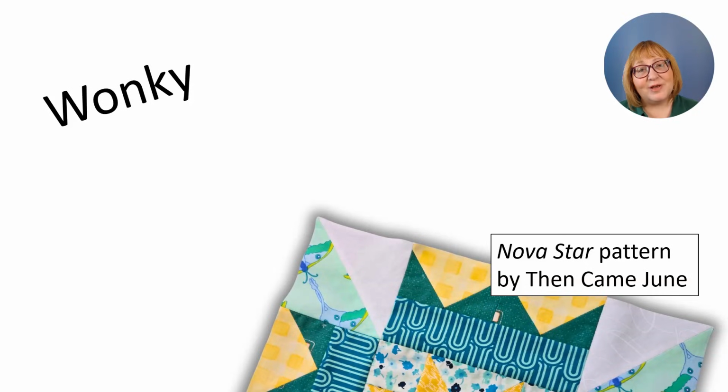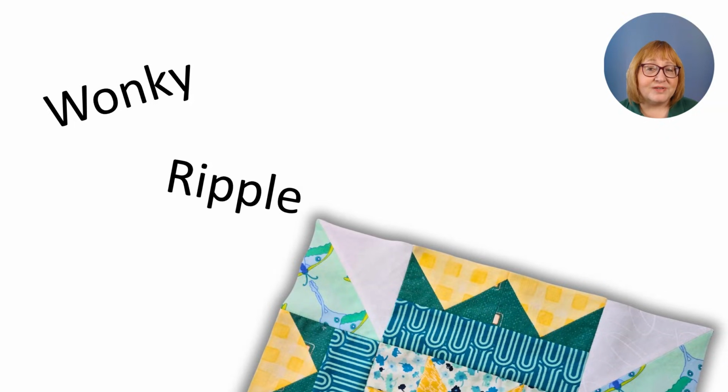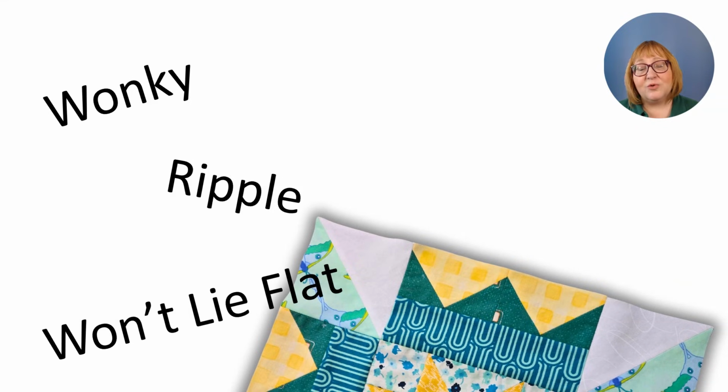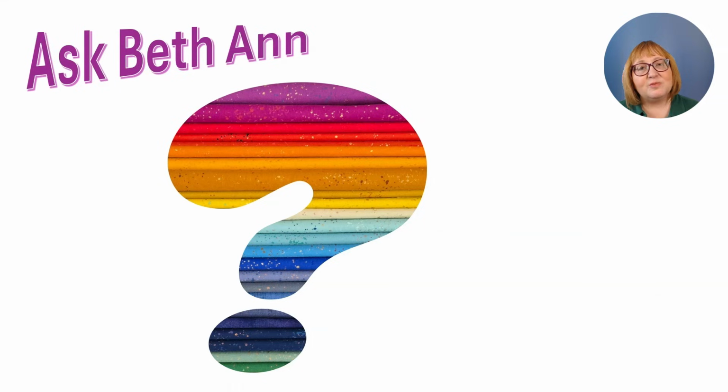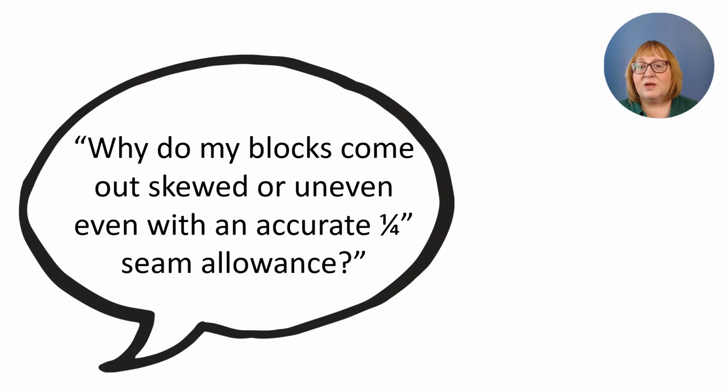If your blocks ever come out a little unintentionally wonky, or your borders start to ripple, or your quilt top or flimsy just won't lie flat, you are definitely not alone. These are some of the most common challenges that I heard about when I invited my subscribers to send me their quilting questions. Why do my blocks come out skewed or uneven, even though I was careful with my quarter-inch seam allowance?